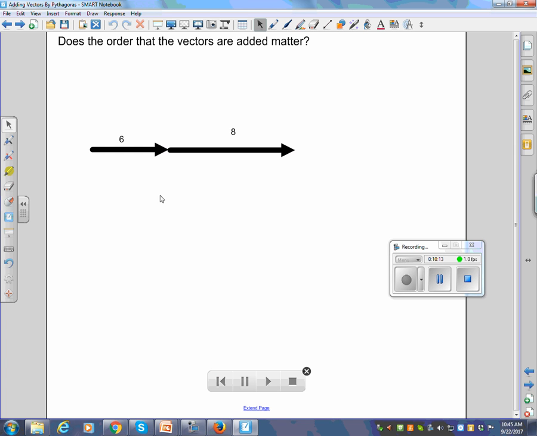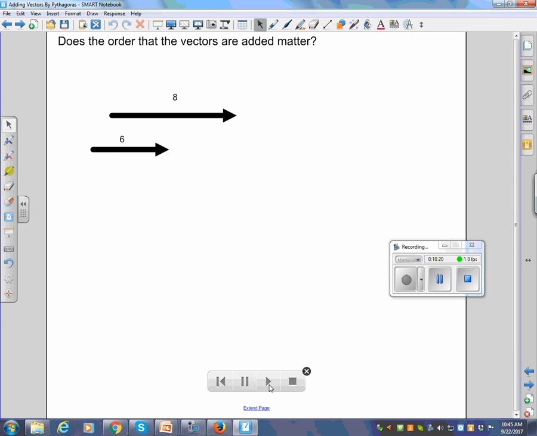Does the order that the vectors are added matter? Say it out loud. 6 plus 8, or was 8 plus 6, still 14. The order doesn't matter.